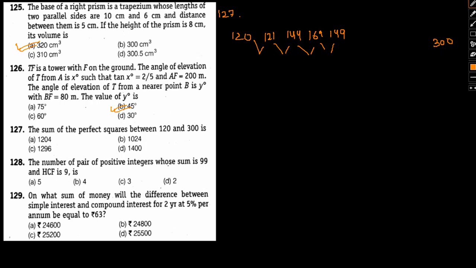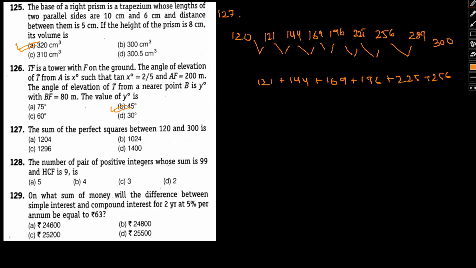196, sorry, 196, 15 square 225, 16 square 256, and 17 square 289. So what we need is 121 plus 144 plus 169 plus 196 plus 225 plus 256 plus 289. That would give us 1400. Option D is our answer.